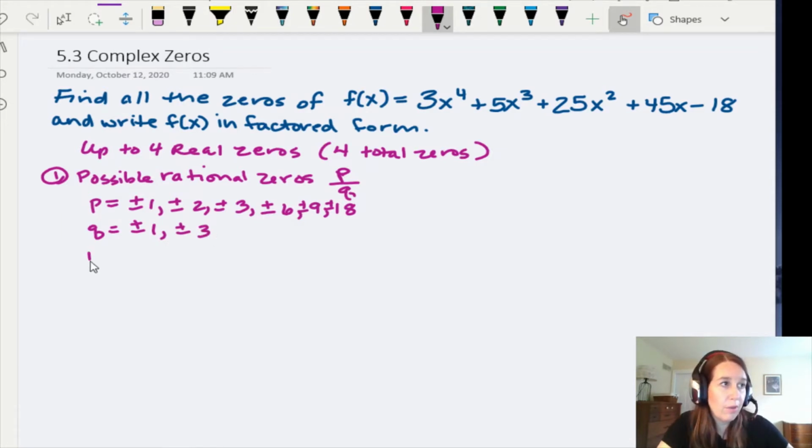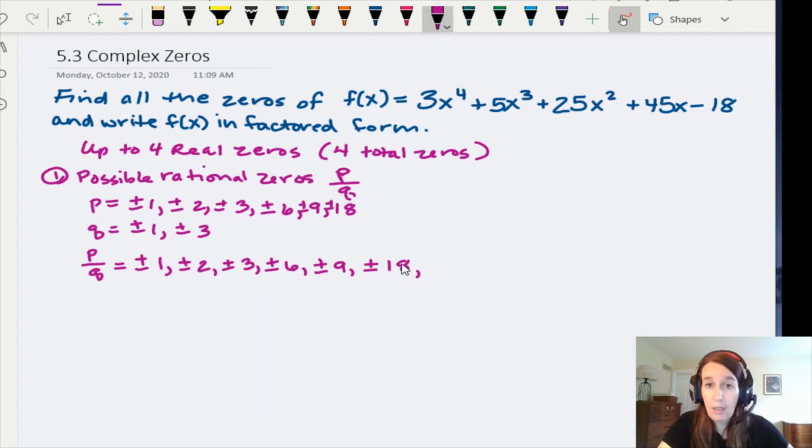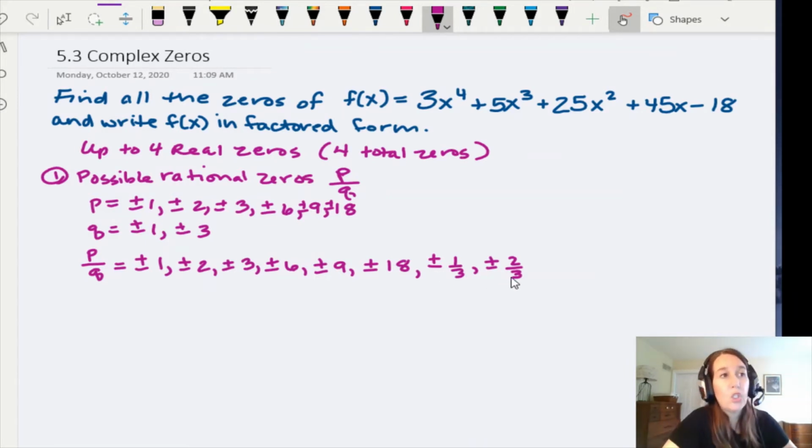So our possible rationals are the p's divided by the q's. First, it's all the whole numbers. And then we have to put all of these p's divided by the 3 as well. So that adds plus or minus 1/3, plus or minus 2/3, 3/3 no, 6/3, 9/3, 18/3 no more. So just adding in plus or minus 1/3 and plus or minus 2/3.